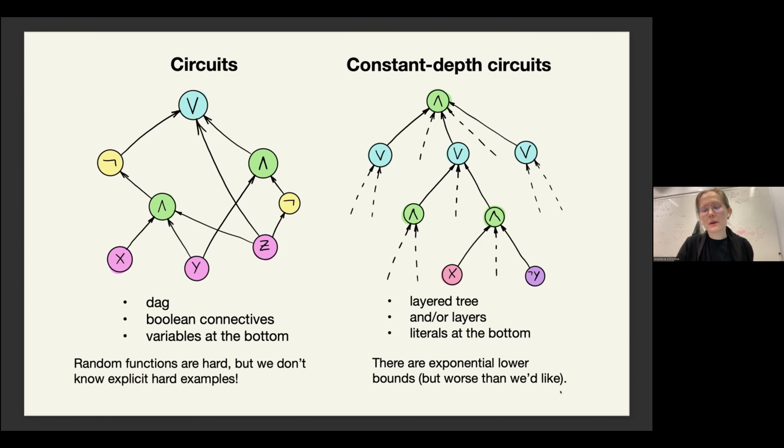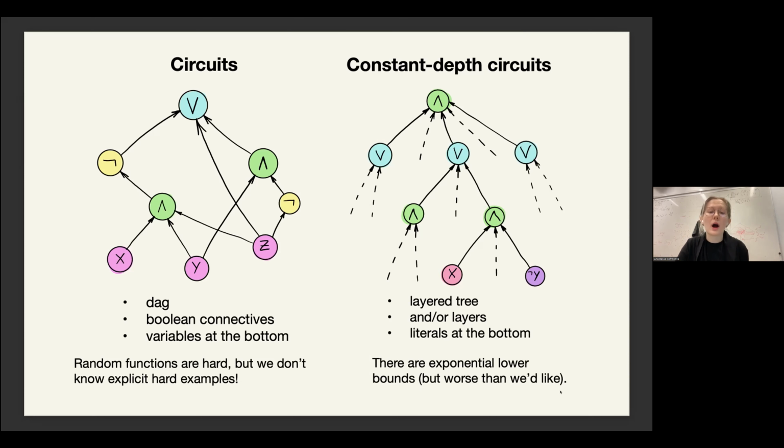I said that we'll be discussing some lower bounds. But before we do that, let me give you some more intuition about the power of these computational models, and how much weaker constant depth circuits are compared to general circuits. So let's start, as a warm-up, with some upper bounds.